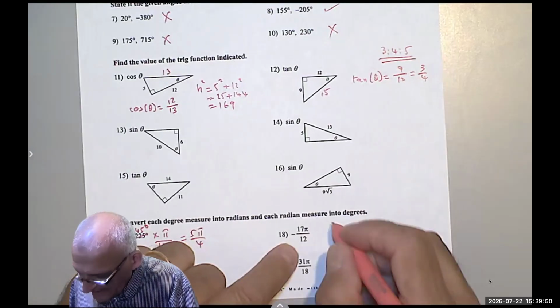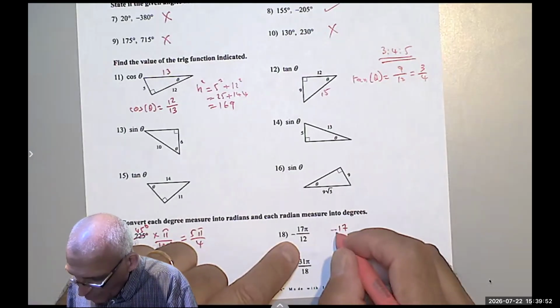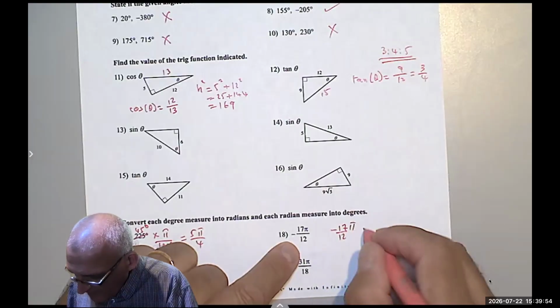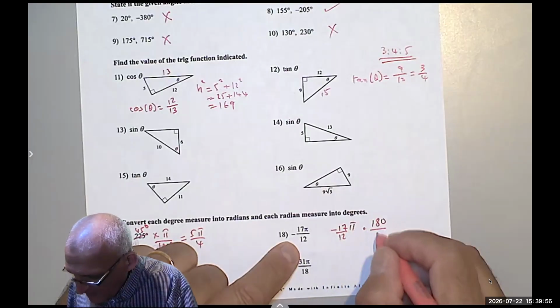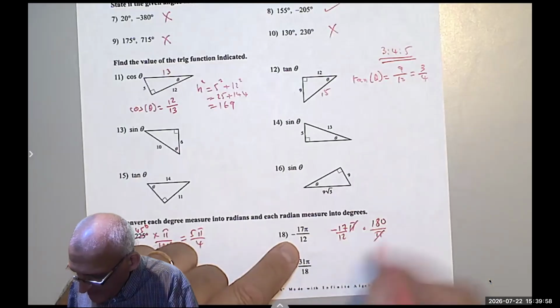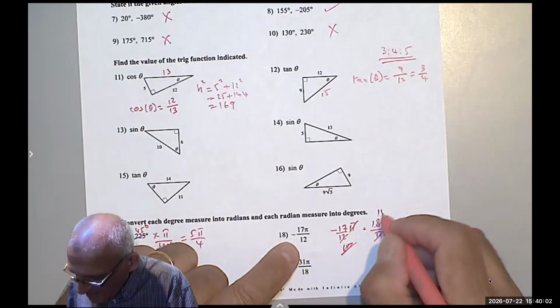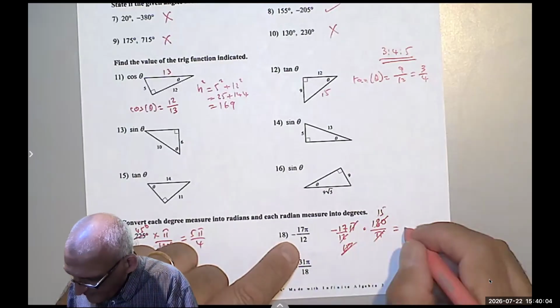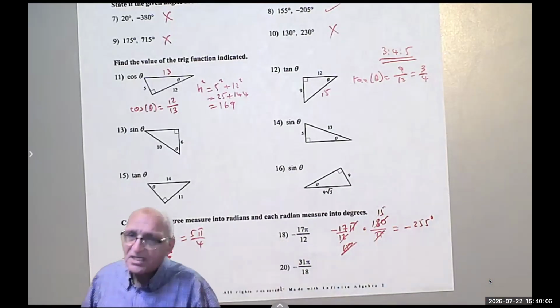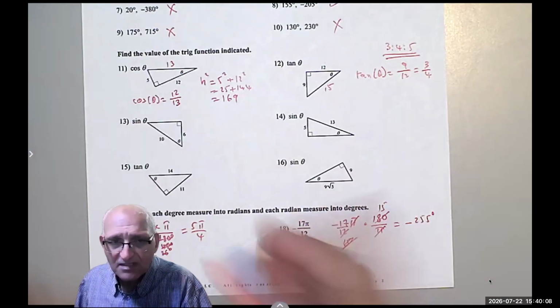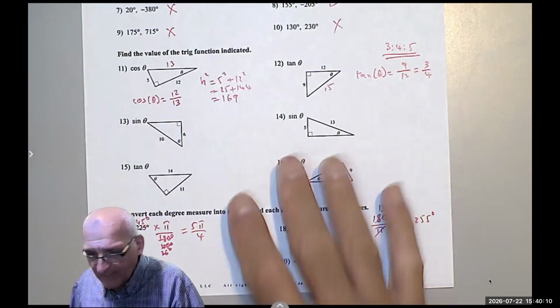I want to change that, so negative 17 over 12 pi. You multiply by 180 over pi. The pi's cancel. This over that is 15. I'm sorry, 15 times 17 is 255, so negative 255 degrees. You can check with the calculator, but these are easy numbers to multiply and divide. I didn't want to waste time on that.